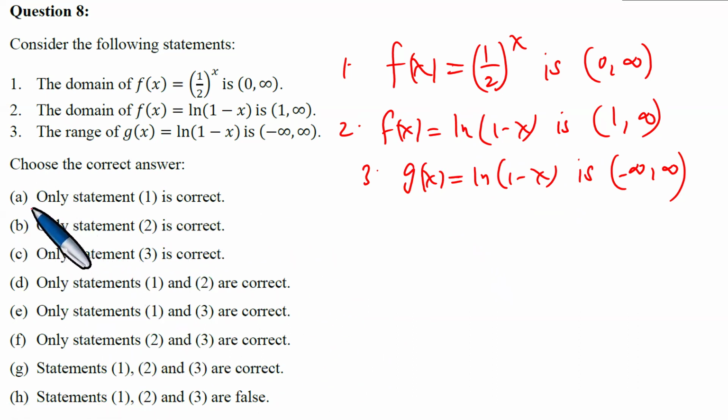Maybe you can do that first because A says only statement one is correct. B, only statement two is correct. C, only statement three is correct. D, only statements one and two are correct. E, only statements one and three are correct. F, only statements two and three are correct. G, statements one, two, and three are correct. H, statements one, two, and three are false. That's what H means.